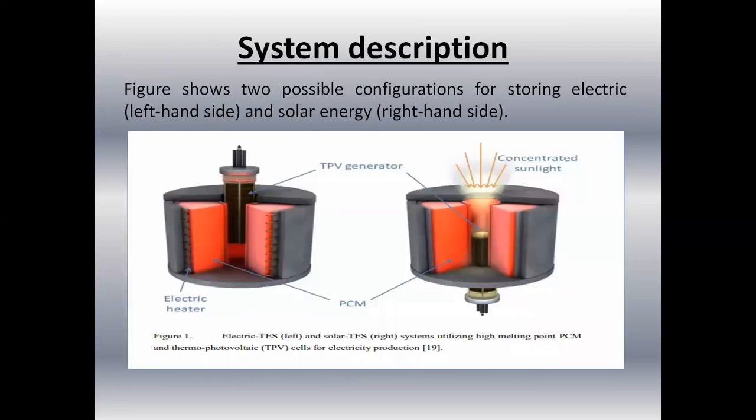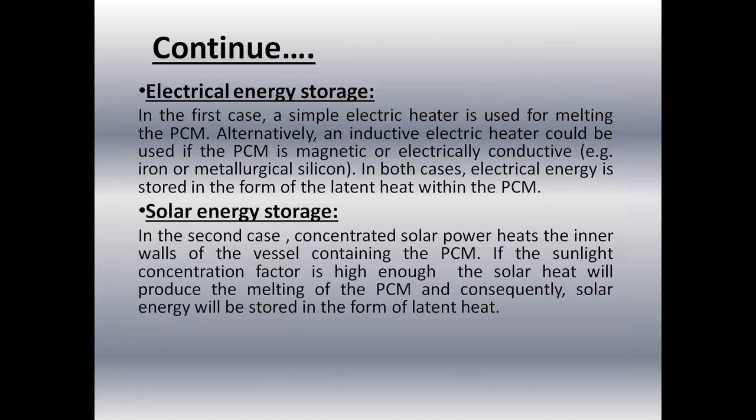Now, system description. There are two ways we can use silicon as heat energy storage. First one, by storing electric energy. Second one is by storing solar energy. Both system descriptions are the same. In the center, there is PCM material. In the core, there are TPV generators, and on the side, there is an electric heater for electricity storage.